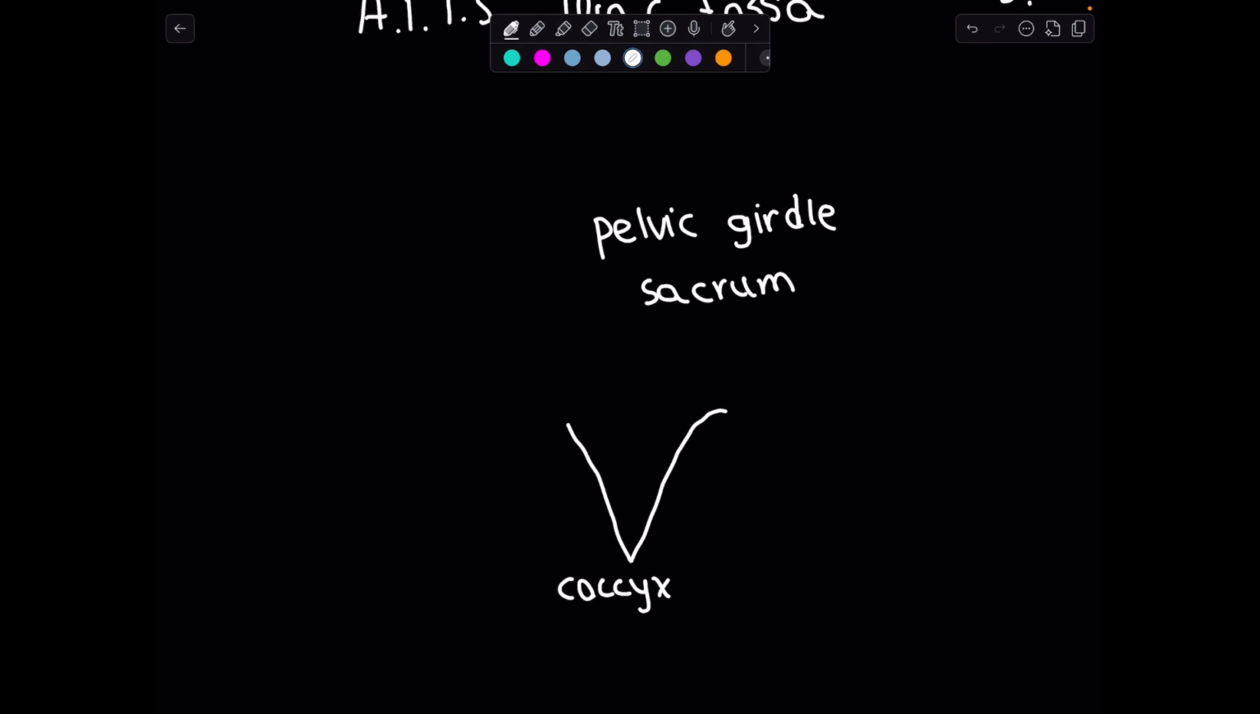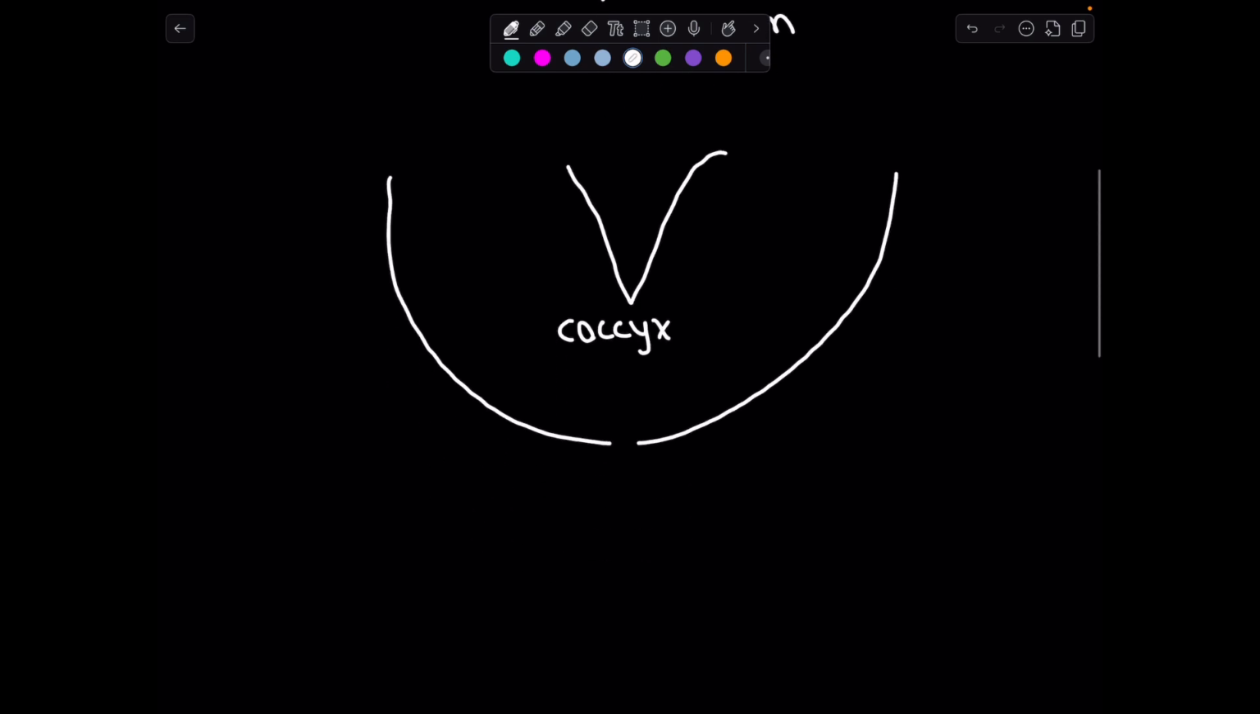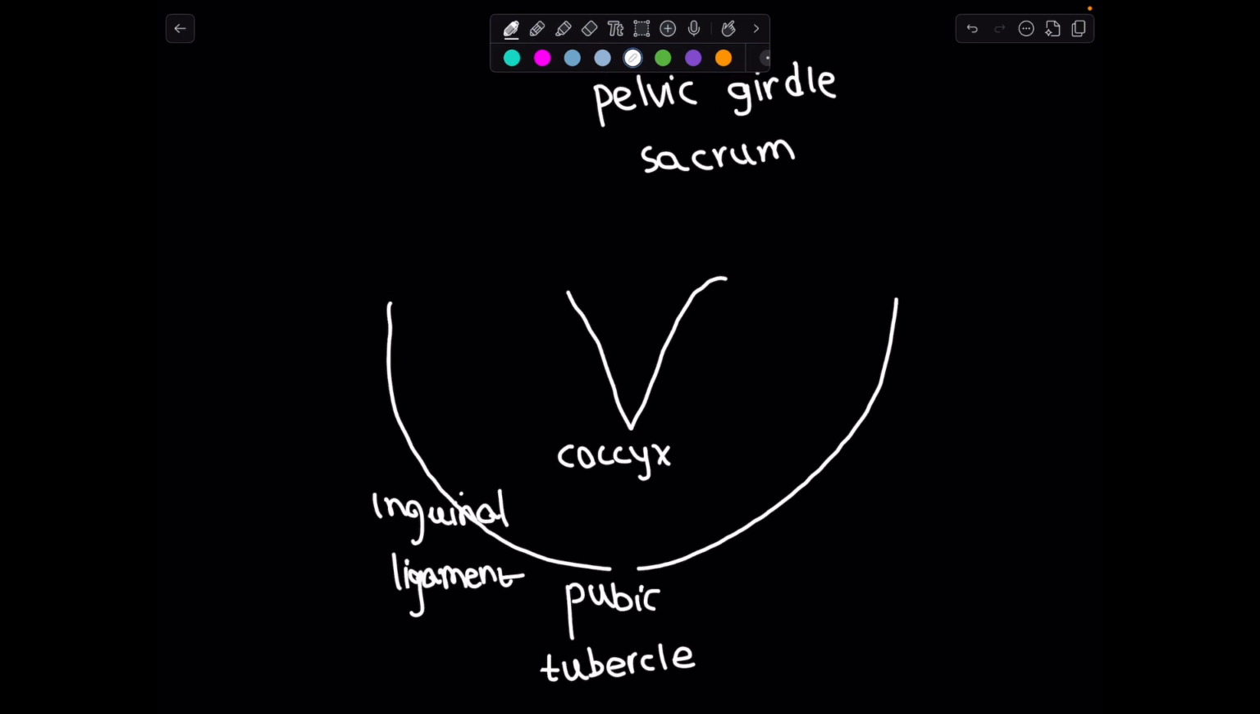The pelvic girdle is the ring-like structure formed by the two innominate bones, each with ilium, ischium, pubis, and the sacrum, which is the triangular bone at the base of the spine, made of 5 fused vertebrae. The coccyx, or tailbone, is a small, curved bone just below the sacrum, made of 4 fused vertebrae. The pubic bones of the innominate bones meet anteriorly at the pubic symphysis, a cartilaginous joint.